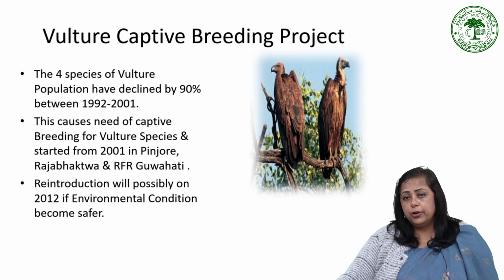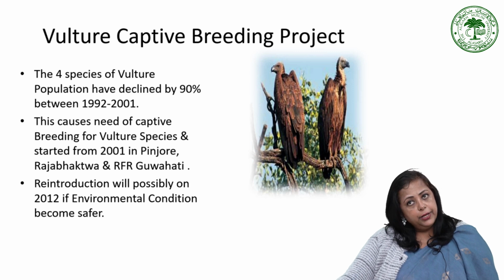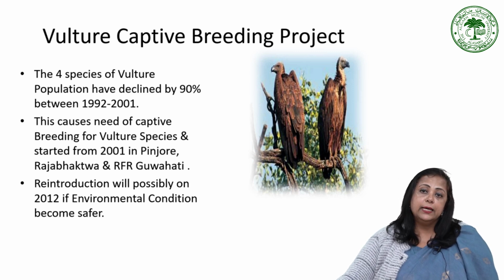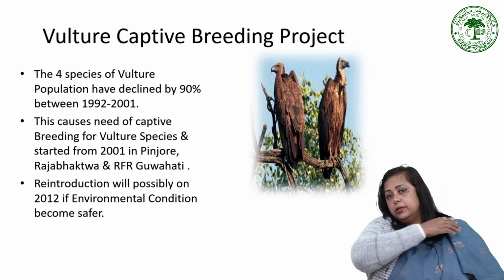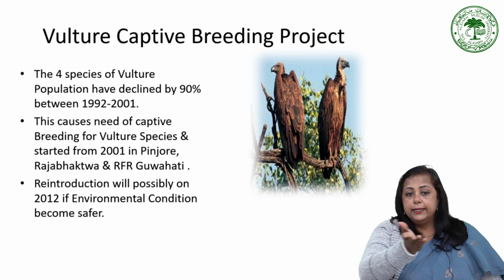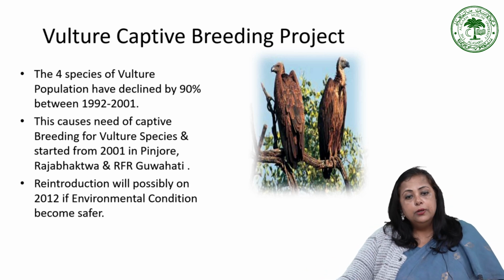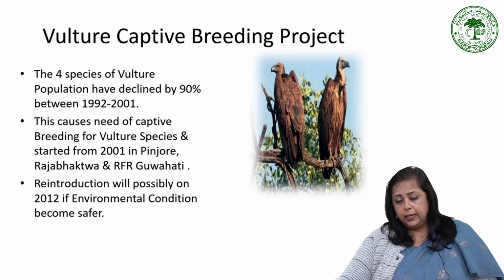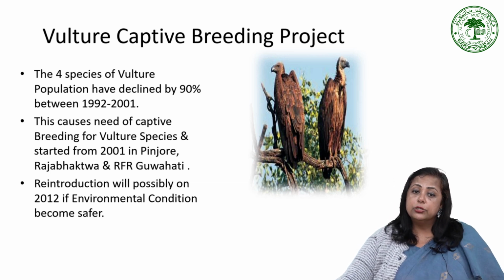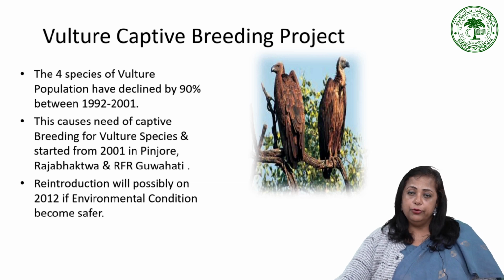The third most successful program was the vulture captive breeding project. The vulture population decreased, four species of vultures, for various reasons. One of the reasons is the use of diclofenac in cattle. Because of the introduction of diclofenac in the 90s, a painkiller for cattle, the population of vultures declined after feeding on the dead carcasses, and it was a drastic decline, almost 90% between 1992 and 2001. In the same years in the 90s, diclofenac was introduced.